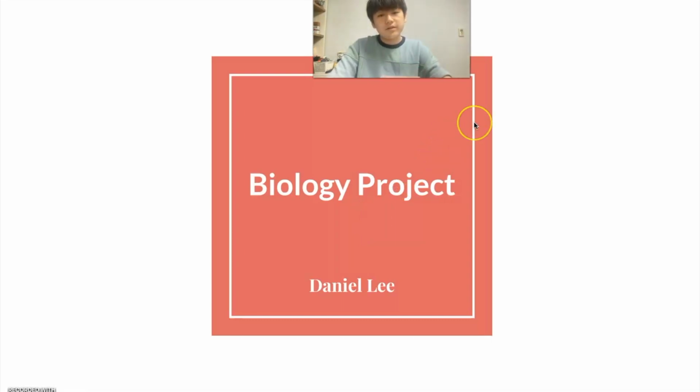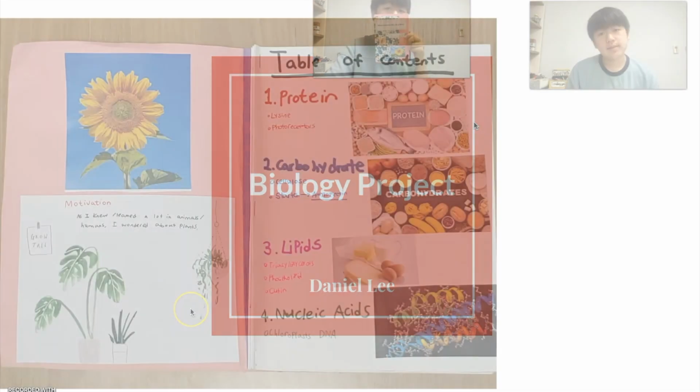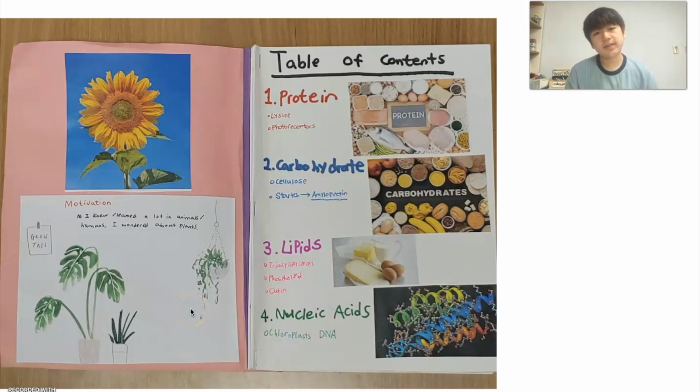Today I will go over my video presentation of my biology project. My topic was macromolecules in plants. This is my table of contents: protein, carbohydrate, nucleic acid, and lipid. You can see I did more than one specific example for each biomolecule.